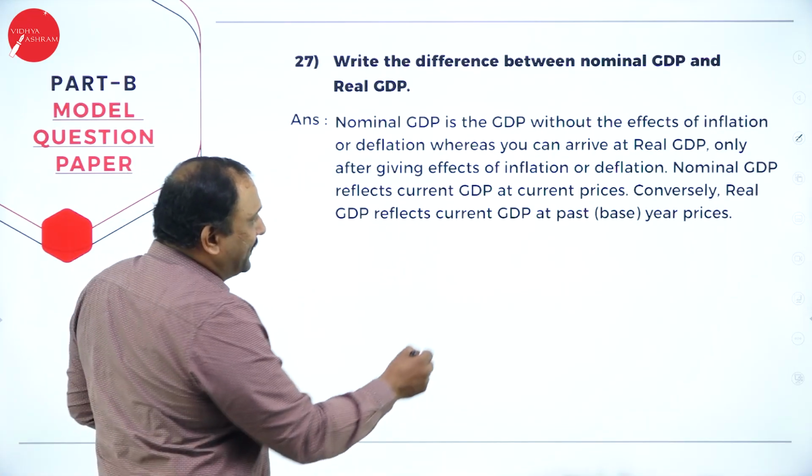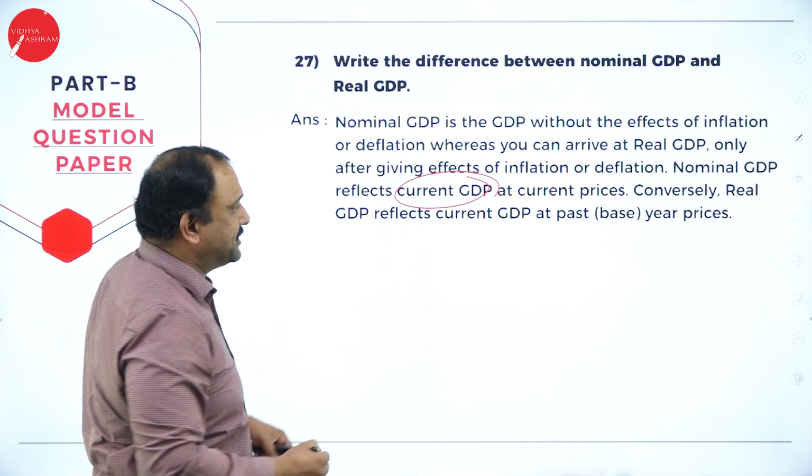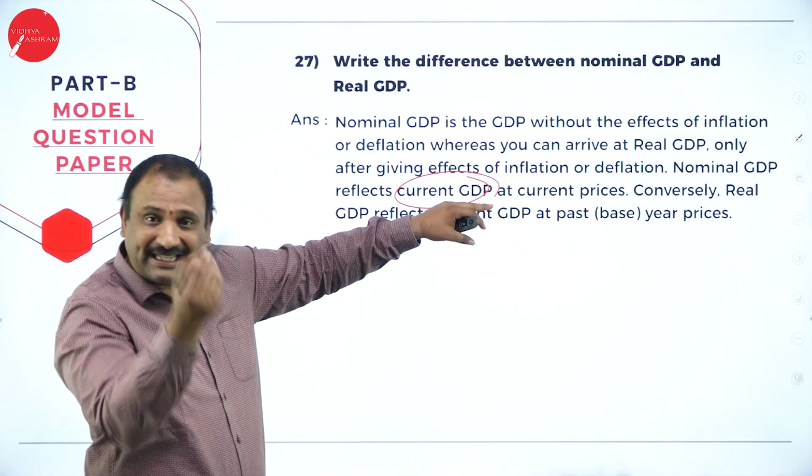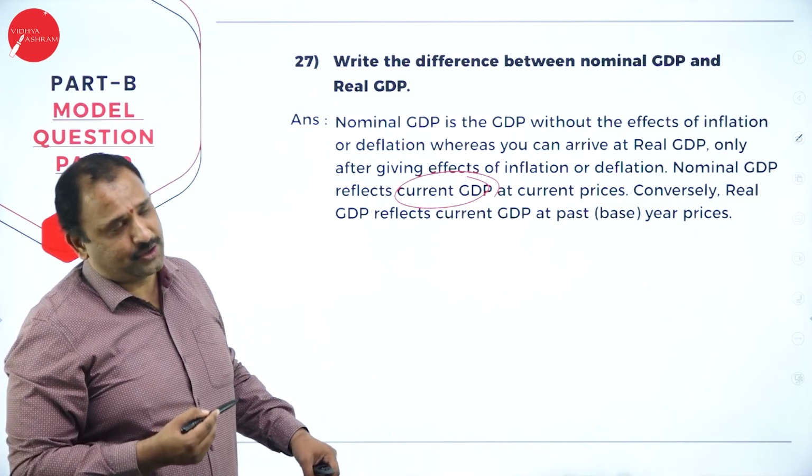That means the nominal would talk about current GDP at current prices. Real would reflect the current GDP at past, that is, base year prices altogether.